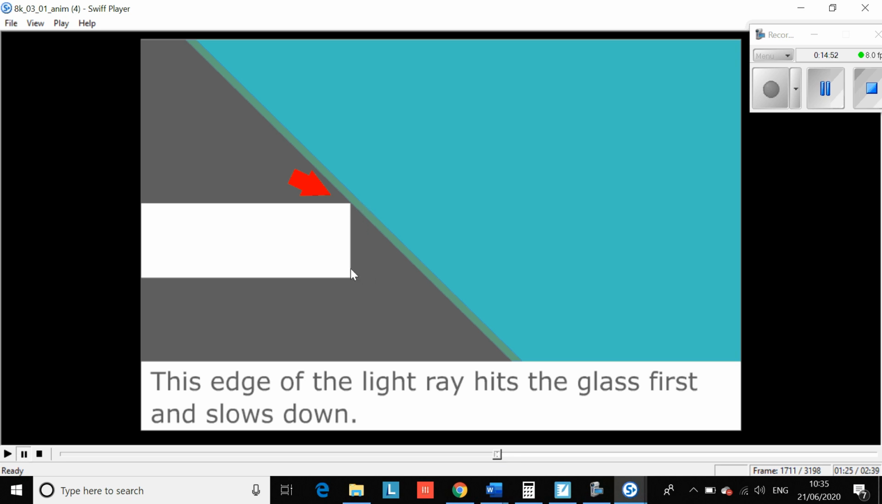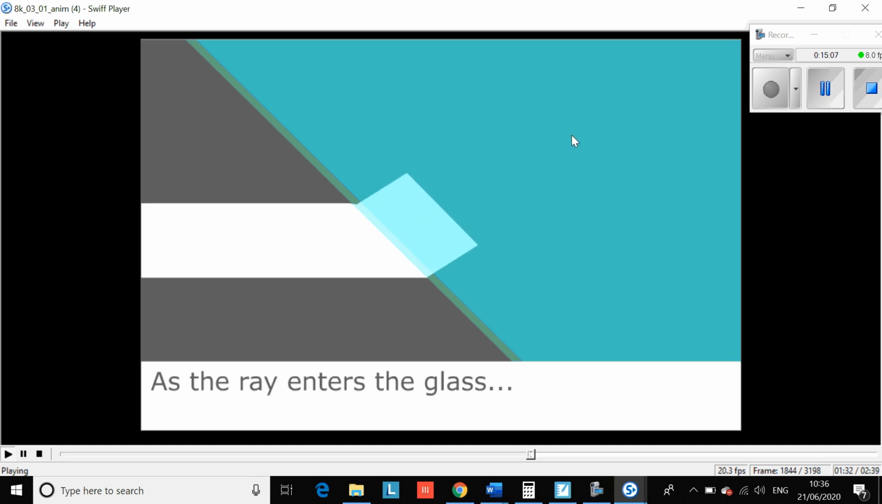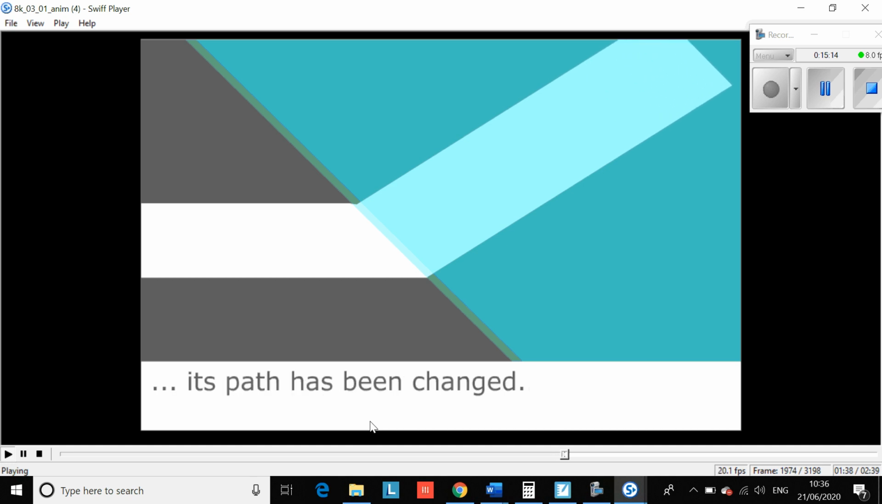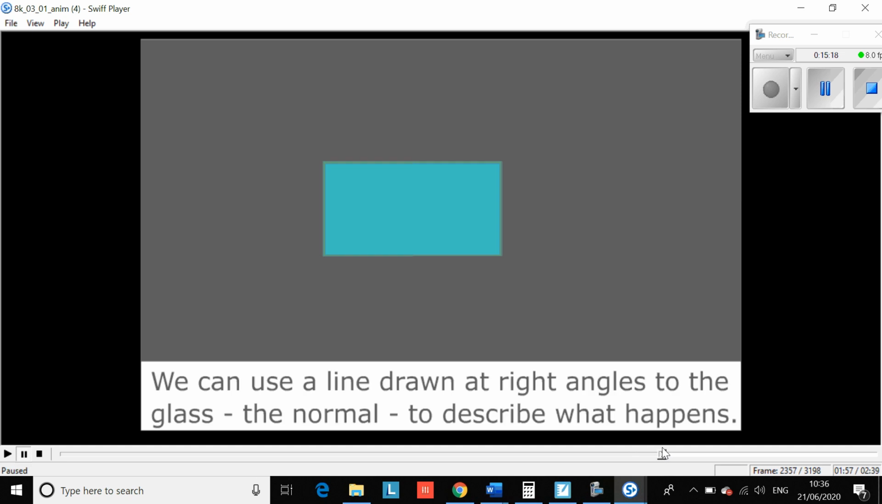So it's slowed down, but of course this part's still in the air. The bottom of the beam is still in the air. It's going fast. So going slow, going fast. So what happens is the beam of light skews round. It's forced to change direction and go off in this direction, like that. That's why we get this bending effect, this refraction. Okay, and then of course, if we just fast forward, we can see what the effect actually is when we try it at different angles.